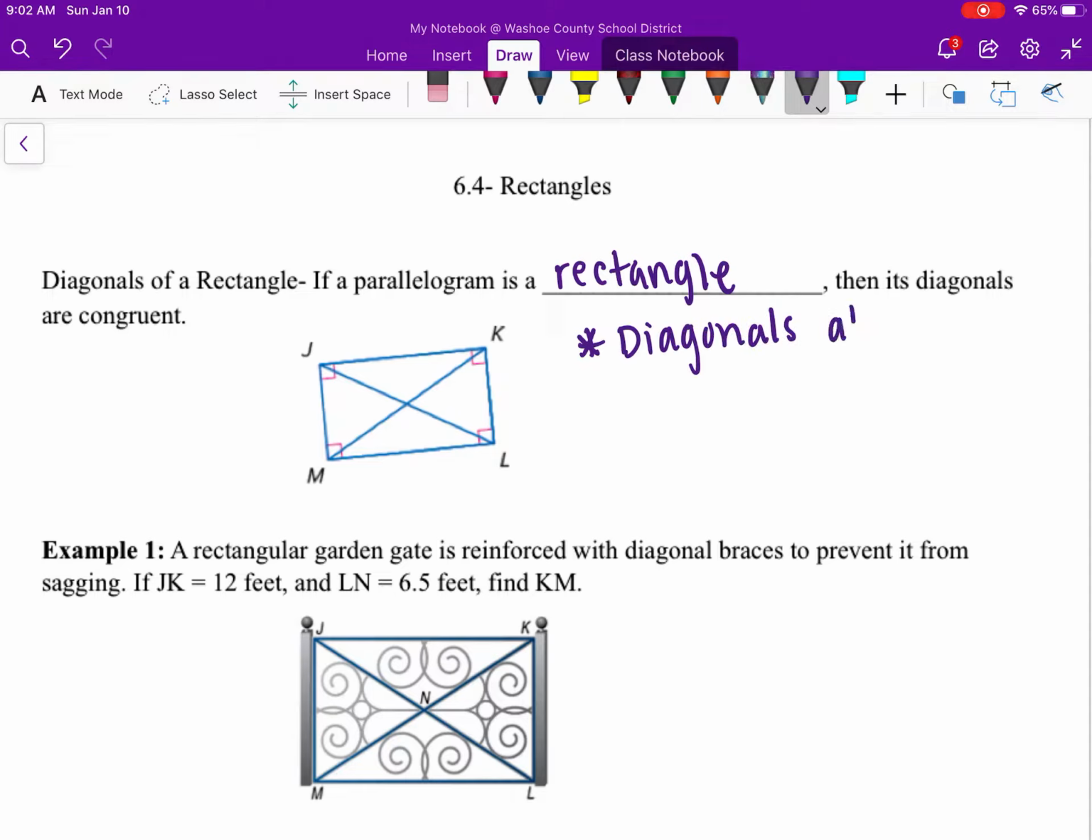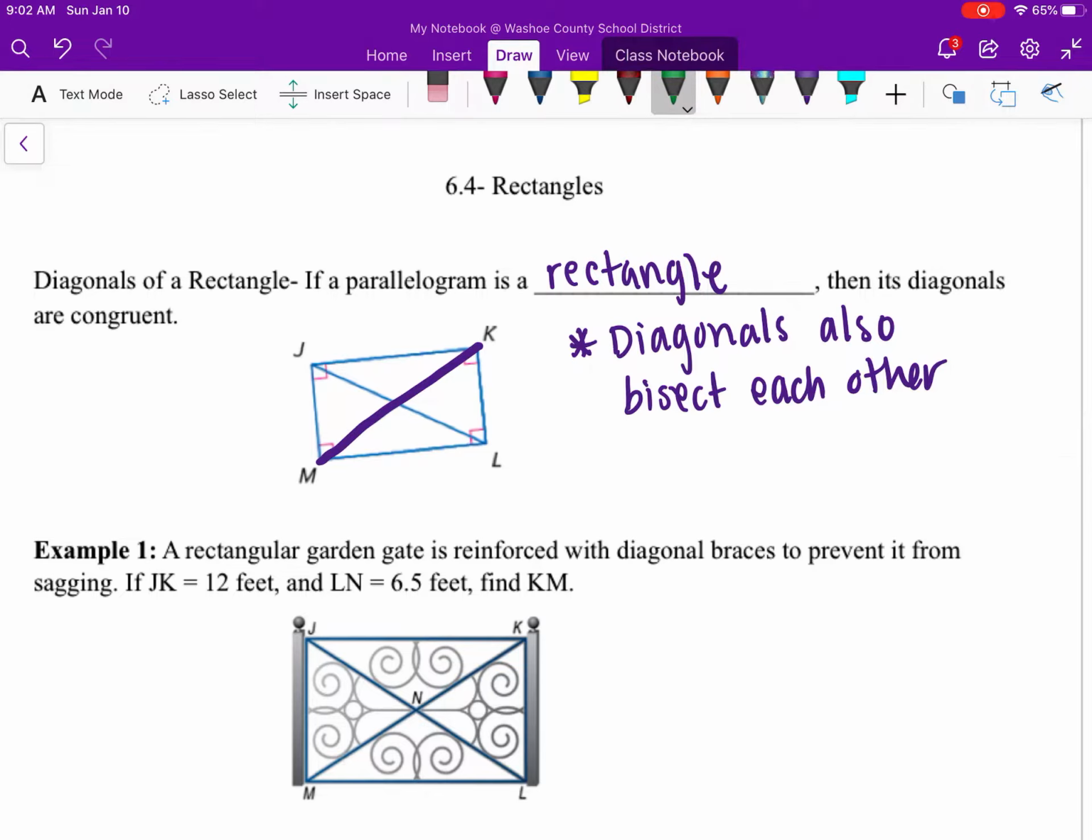Another thing we learned last section is that diagonals in a parallelogram also are going to bisect each other. So keep that in mind. Okay, so diagonals bisect each other for every parallelogram, but specifically in a rectangle, the diagonals are also congruent to each other. So this diagonal, if this is a rectangle, is going to be congruent to this diagonal.